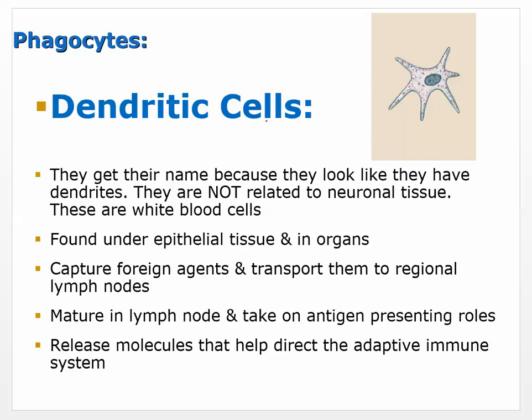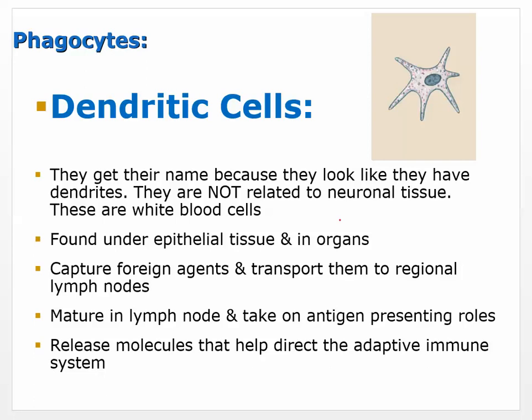So dendritic cells, they get their names because they look like they have dendrites. They have nothing to do with neurons. They're not neurons. They're not associated with neurons. Completely different cell type. They just happen to have these little pokey things sticking out. Somebody says, hey, those look like dendrites. So let's confuse future science students by calling these dendritic cells, even though they have nothing to do with neurons. Okay, so they get their name because they look like they have dendrites. They're not related to neuronal tissue.